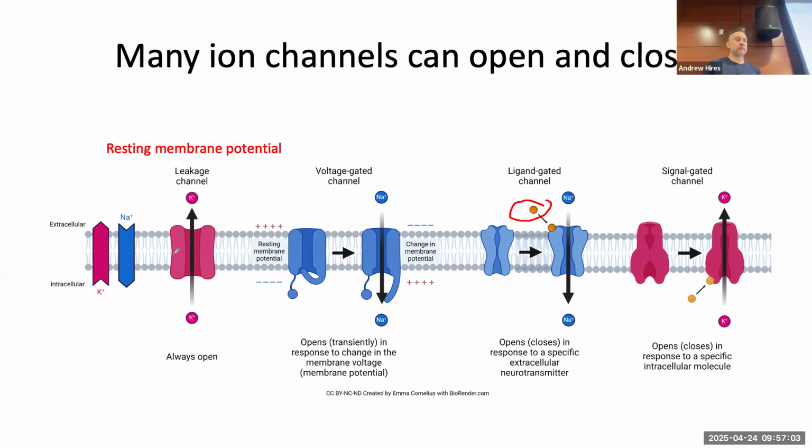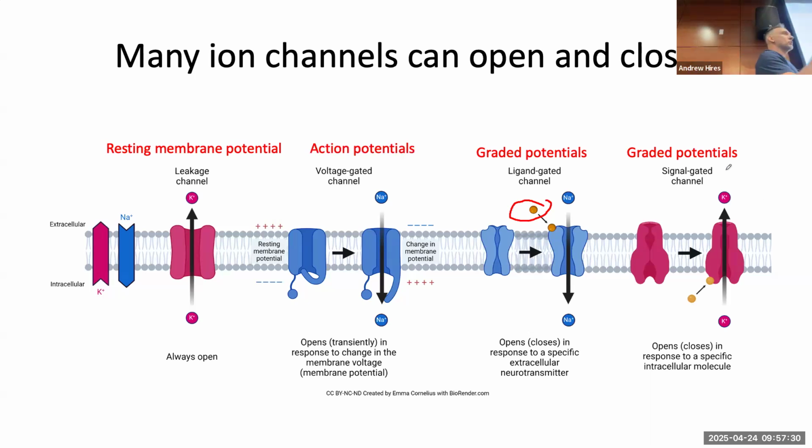So the interplay between the opening and closing of the voltage-gated sodium channels and the voltage-gated potassium channels is what's going to drive these very fast spikes. Now, what's going to initiate those spikes is going to be smaller depolarizations, smaller increases in membrane potential from ligand-gated channels or these signal-gated channels.